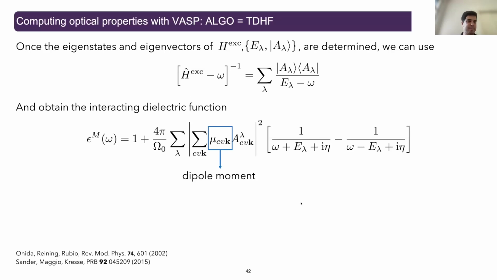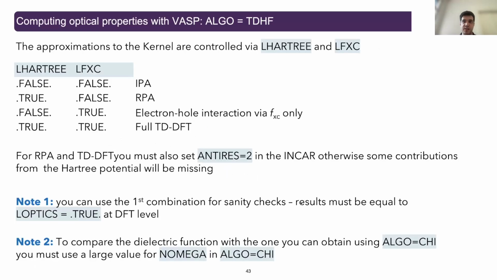How is this done inside VASP? Well, to start with, the approximations to the kernel are controlled by the variables LR3 and LFXC. So if you set both to false, you run the independent particle approximation. And you can use this setup to test your calculations, as the result has to be the same as you obtain when LOPTICS is set to true in a ground state run.